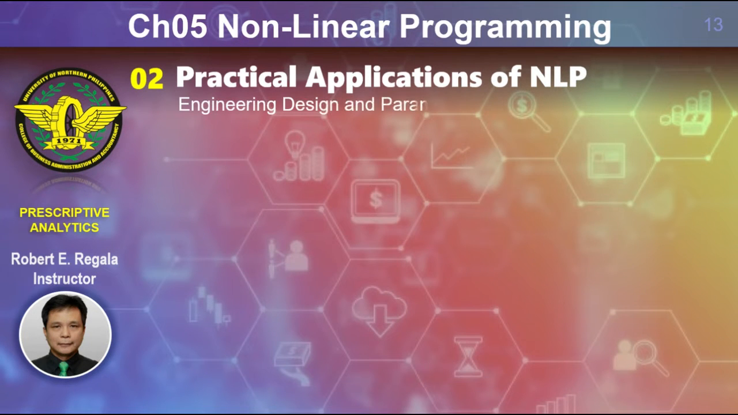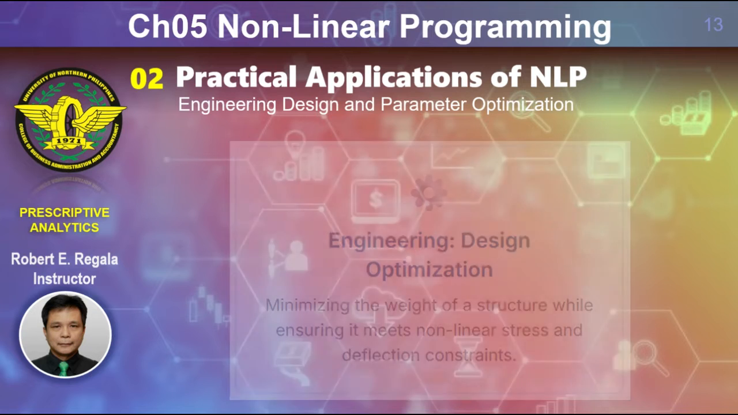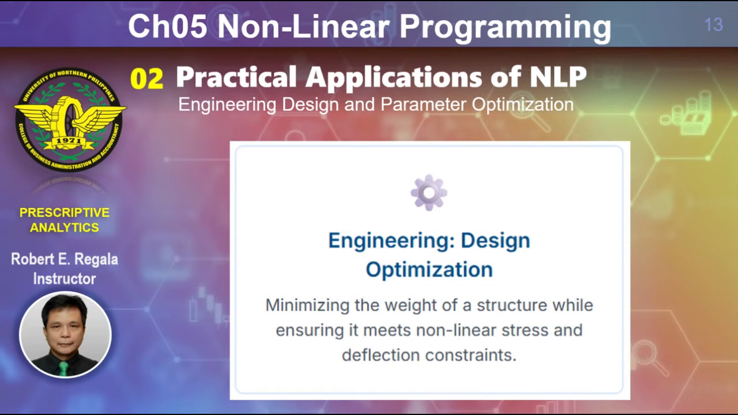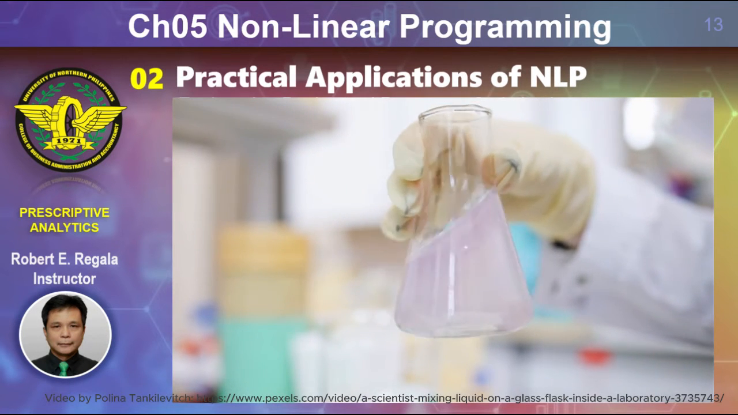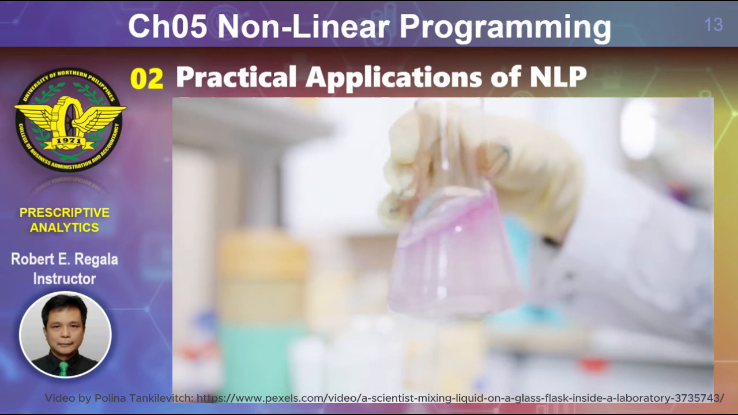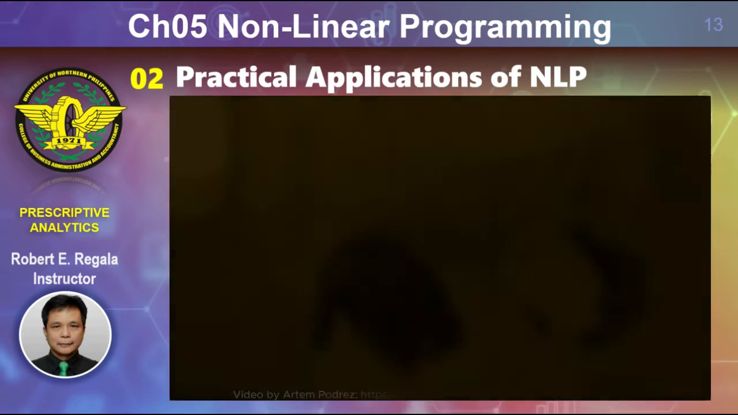Engineering design and parameter optimization. In engineering and experimental sciences, nonlinear programming is used to optimize the design parameters of physical systems, maximizing performance or minimizing material costs and energy consumption. Many foundational mechanistic models in engineering and life sciences are inherently nonlinear. For example, chemical process optimization often involves complex nonlinear models related to reaction kinetics or thermodynamics.